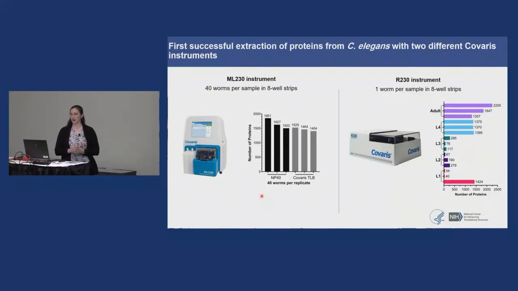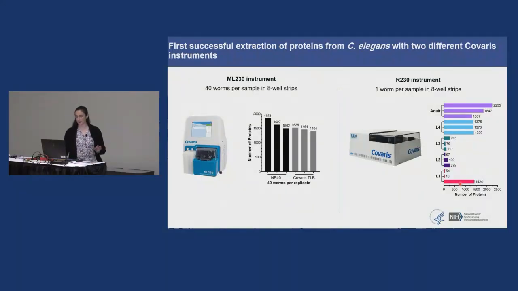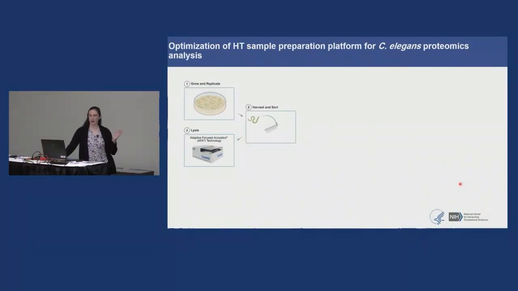As a first direct comparison, we took our 8-well strips, put 1 worm per well, and we were able to achieve really exciting results where we can see across the life stages up to about 2,000 proteins in our adults, and even down to L1 worm, which is about 100 nanograms of protein, we identify about 1,000, albeit with some reproducibility issues in this first pass. We were very excited about this, so we had worked out the initial beginning parts of our workflow.